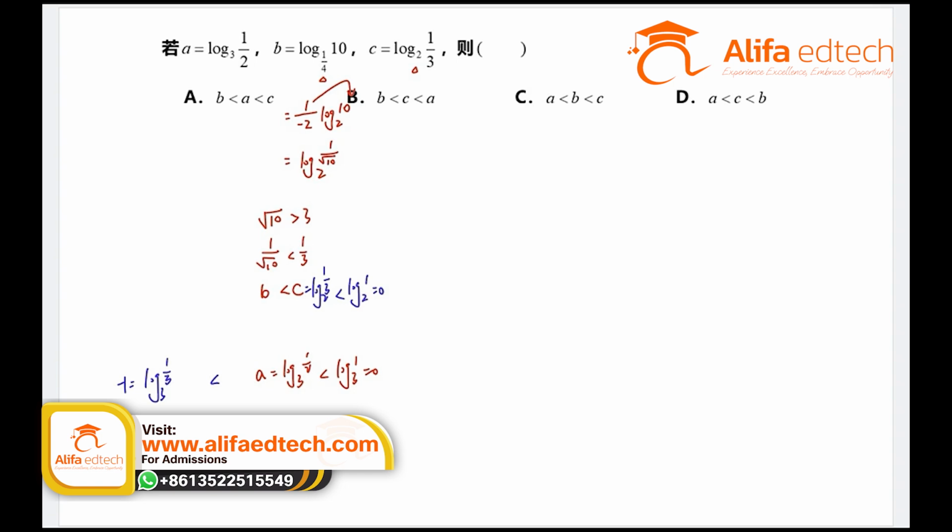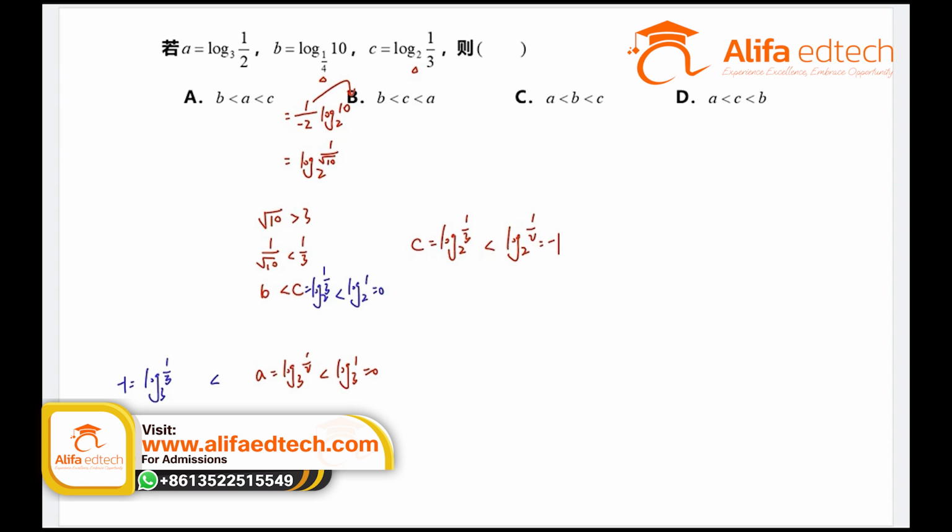Okay, now we need to check if b and c are less than -1. Our c is log base 2 of 1/3. When you compare it to -1, you're looking at log base 2 of 1/3 versus log base 2 of 1/2, which is just -1. 1/3 is definitely smaller than 1/2, so log base 2 of 1/3 is certainly less than log base 2 of 1/2, which means c is less than -1, and since b is less than c, b is also less than -1.